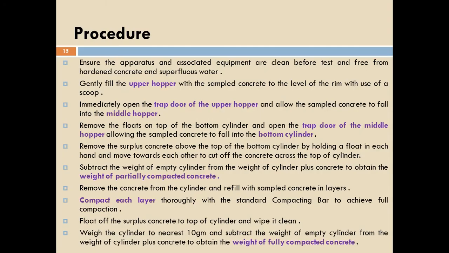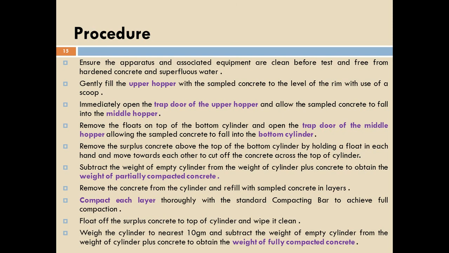So I will briefly go over the procedure. Before the test is done, all the hoppers and the cylinder have to be cleaned. The concrete has to be prepared as per the mix proportion. Then the concrete has to be filled in the upper hopper up to its rim. Once it is filled, we have to remove the trap door, so the concrete falls into the middle, that is the lower hopper. Once the concrete falls into the lower hopper, we have to remove the trap door once again.